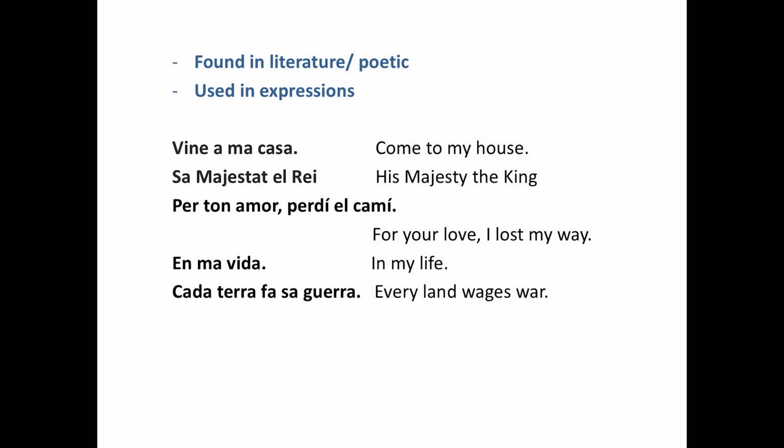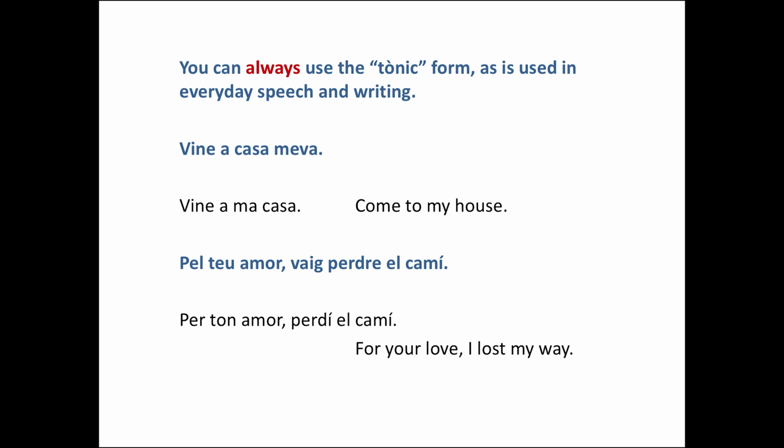You can also find it in literature and poetry and used in some expressions. Vine a casa, sa majestat el rei, per tonar-m'ho, per dir el camí, en ma vida, cada terra fa sa guerra. You can always use the tonic form as is used in everyday speech and writing. Vine a casa meva, instead of vine a ma casa. Pel teu amor vaig perdre el camí, per ton amor perdí el camí. Per ton amor perdí el camí is more poetic sounding.